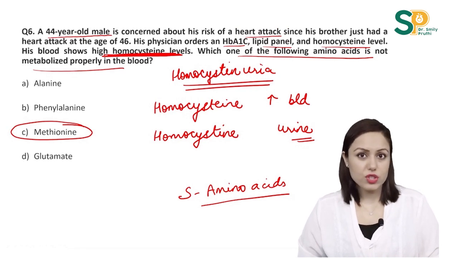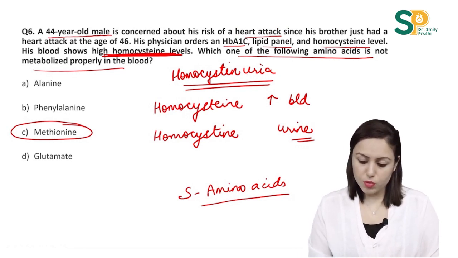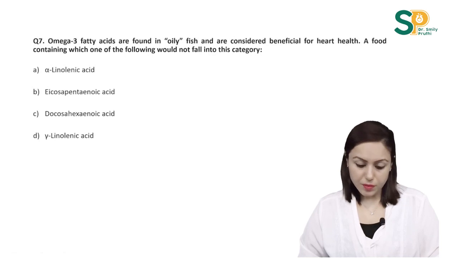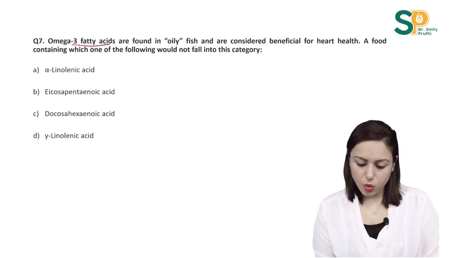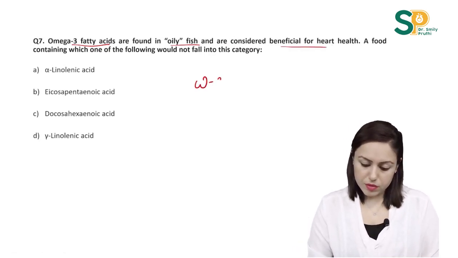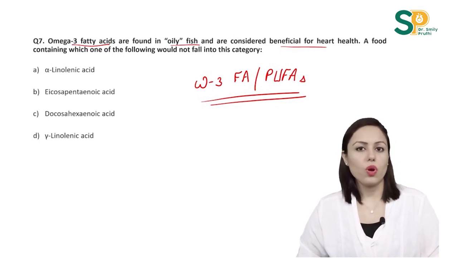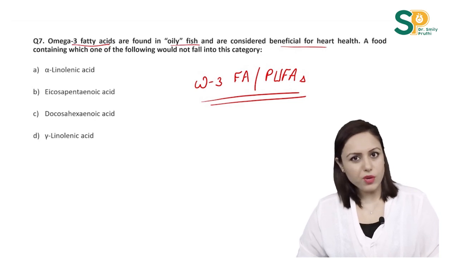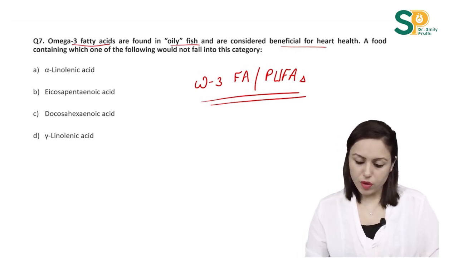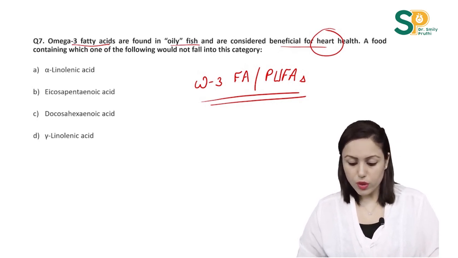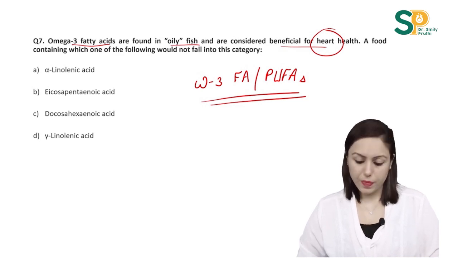That's why the history of this question says that the patient has high homocysteine and a risk of heart attack, right? Then coming to question number 7, omega-3 fatty acids are found in oily fish and are considered beneficial for the heart. Yes, omega-3 fatty acids, or you can say PUFAs, polyunsaturated fatty acids, are very essential. They are also called essential fatty acids, and compared to omega-6, they are more beneficial for the heart, right? Now, the question is, a food containing which one of the following would not fall into this category?